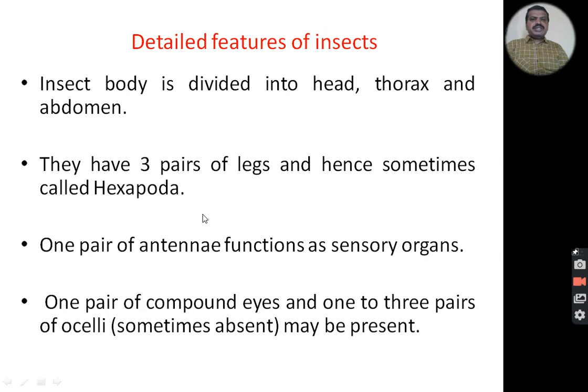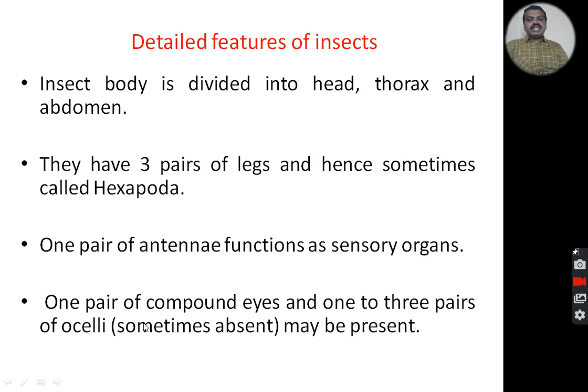Detailed features of insects. The insect body is divided into head, thorax, and abdomen. They have three pairs of legs, hence sometimes they are called hexapods, one pair of antennae, and one pair of compound eyes. These function as sensory organs in order to recognize the surrounding environment. One pair of compound eyes and three ocelli are also sensory structures, present in the head region.